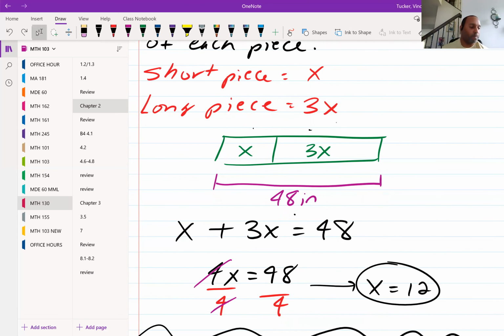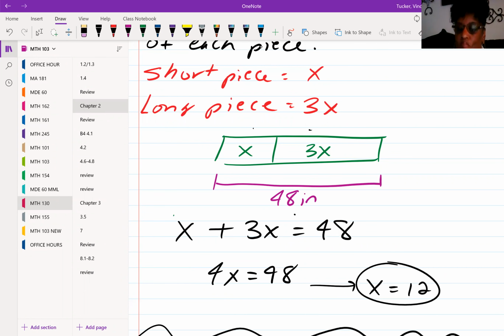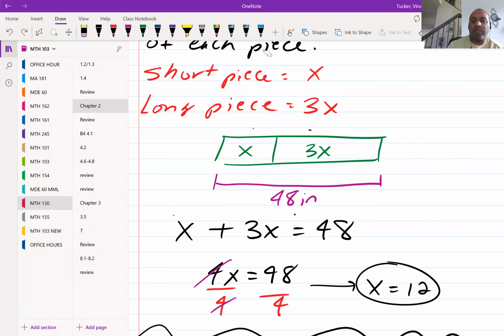Make sure we're good. How did you get to 12? All right, are you okay with how we got to 4x equal to 48? By adding x and 3x. There's a 1 in front of this x. And so that'll give us 4x equal to 48. Okay, and then divide both sides by 4.